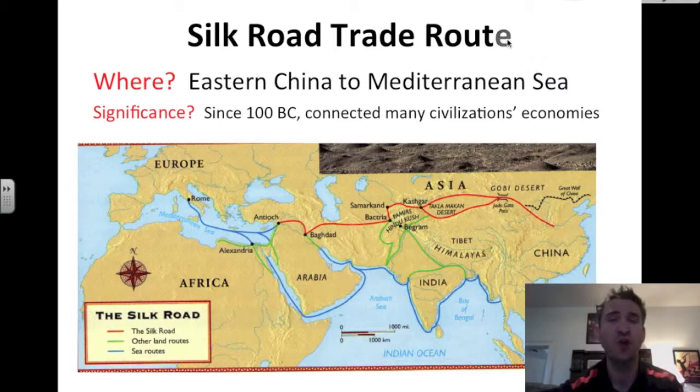Where was the Silk Road trade route? Well, it started in eastern China, and the red line is the route, and it winds its way in Central Asia all the way to the Middle East. You see Baghdad, a city in Iraq, and it eventually hits the Mediterranean Sea. And the Mediterranean Sea connects merchants to Africa. You see the Egyptian city of Alexandria, and to southern European cities, including that major city, Rome in Italy. What's the significance of the Silk Road trade route? Well, since 100 BC, before the birth of Christ, this route connected many civilizations' economies along its path.